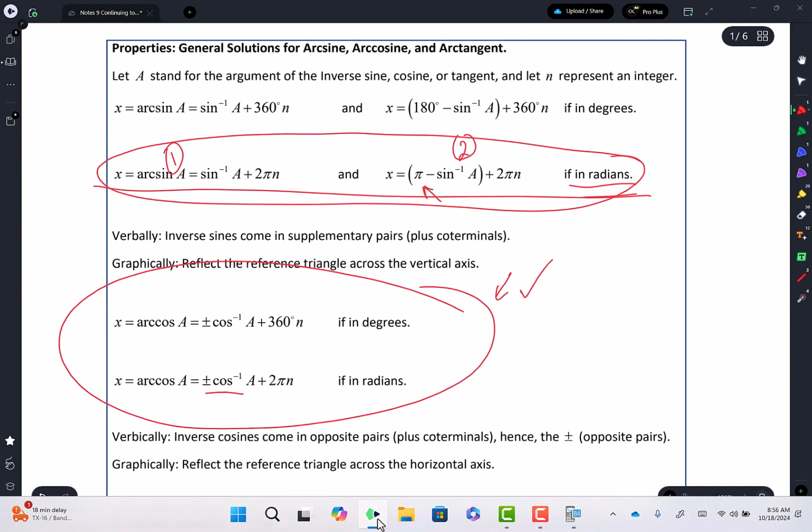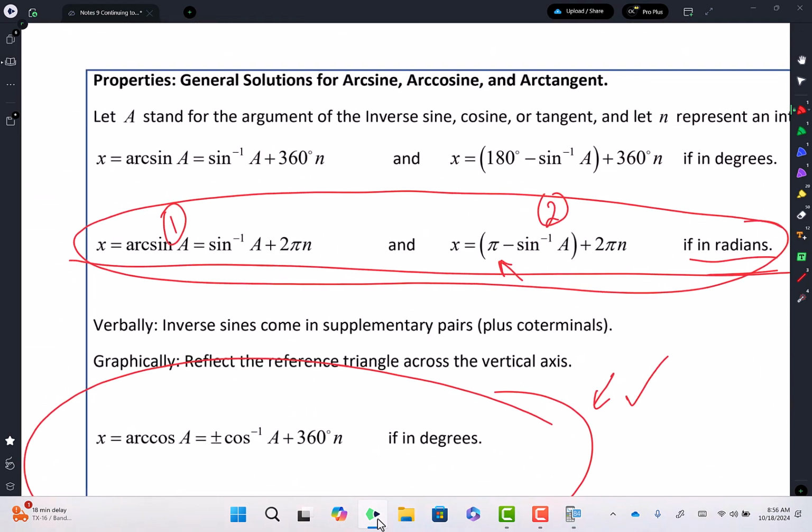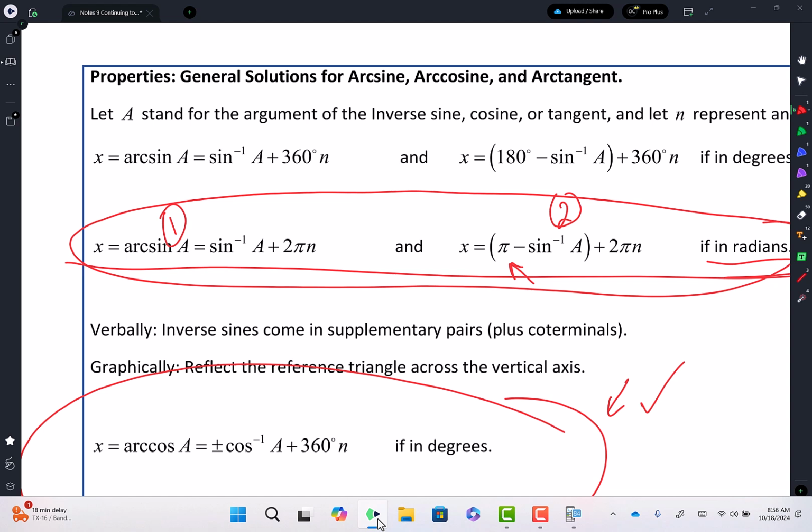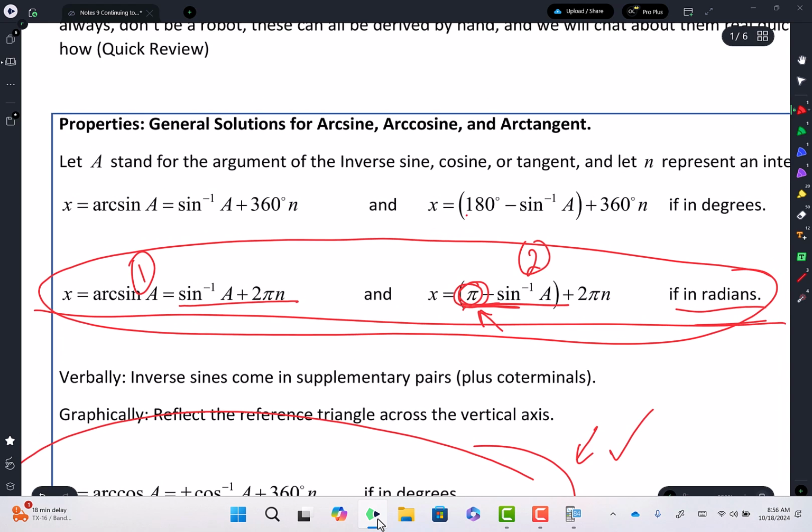All right. So guys, why am I telling you this? I don't want you to be a robot. I don't want to be a teacher that just says, use your formulas. Look, that's where the pi came from. That's where this pi came from. Oh, what about if you're in degrees? That's where this 180 came from. Because the calculator will never give you the 150. But if I put 180 minus arc sine of half, which is 30 degrees, you'll get your 150. Do you guys see what's happening?